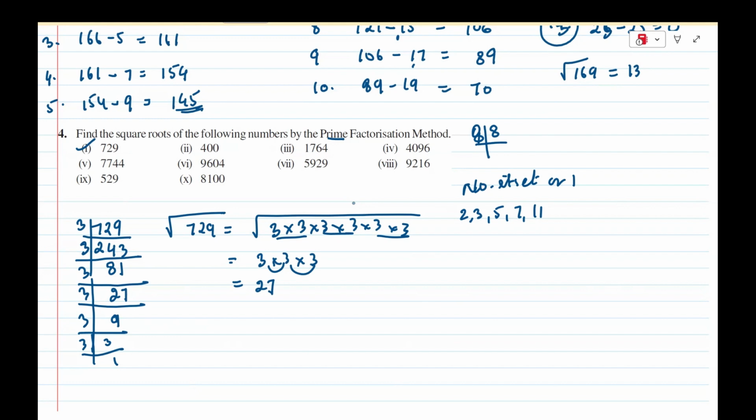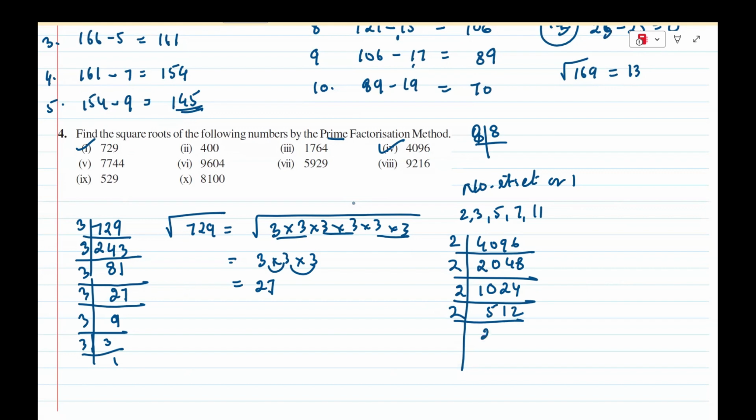Suppose I try a 4-digit number. Take the example of the fourth one. So how to do that? Same thing. First you take this number and do prime factorization. So I will do it here. 4096. It is divisible by 2. So 2 2s are 4, 0, 4. Then 2 0s are 0, 2 4s are 8, 2 1s are 2, 0, 2, 4. Again by 2. 5, 1, 2. 2 6s are 12, 2 5s are 10, 2 1s are 2. 6, 4.